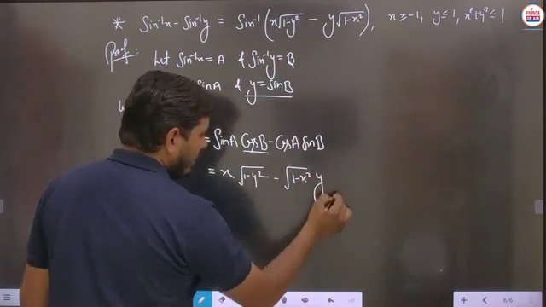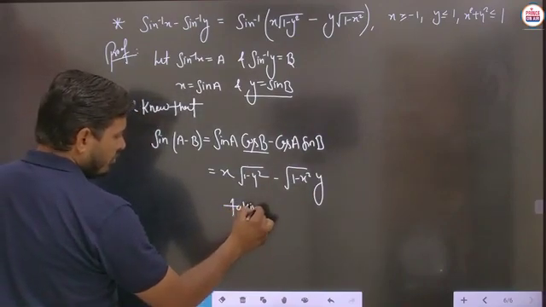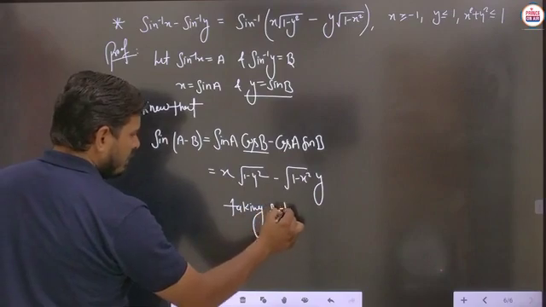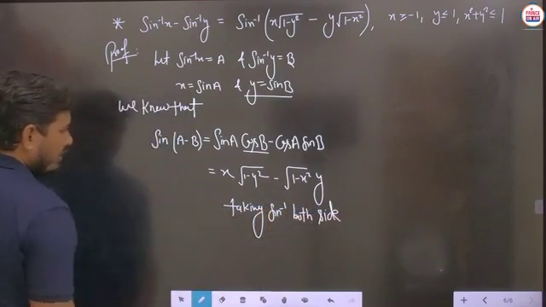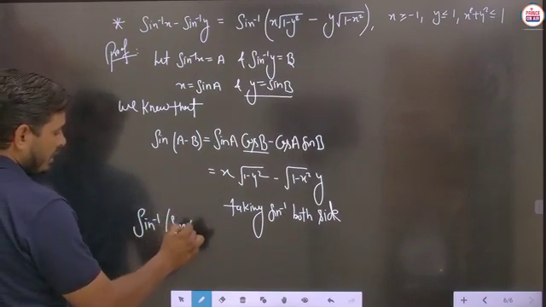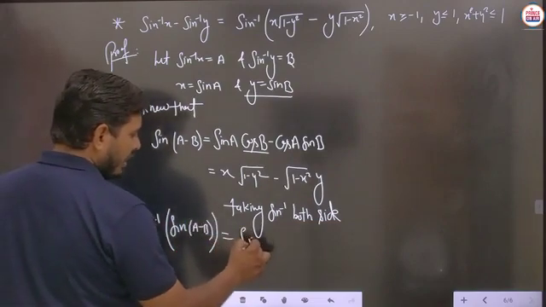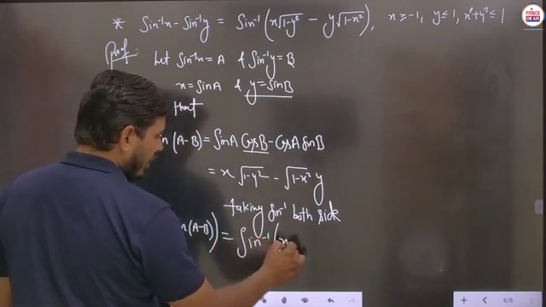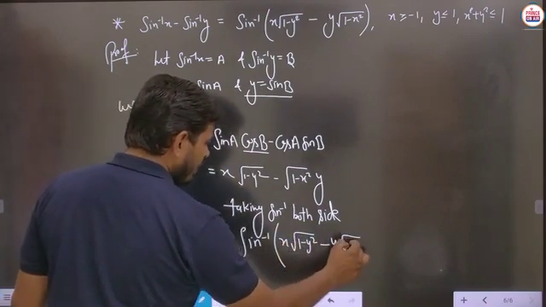After that we have to take the inverse, that is, take sin inverse on both sides. Then it is written as sin inverse of sin of A minus B, and this part is written as sin inverse of x under root of 1 minus y square minus y under root of 1 minus x square.